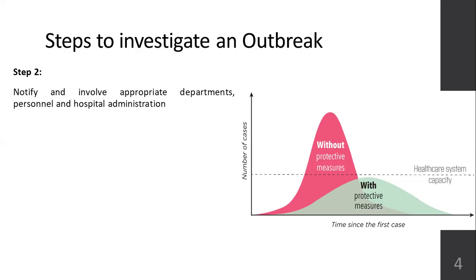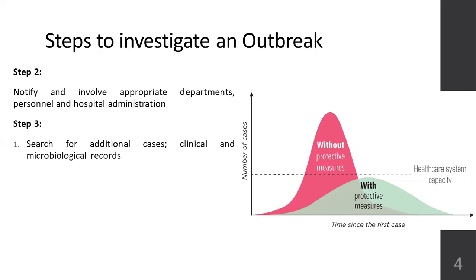So notify and involve appropriate departments, personnel, and hospital administration. You will require the help and aid of bureaucracy, law enforcement, ministries, health ministries, municipalities. All the healthcare fraternity within your area has to come together, and their involvement should be appreciated to take further steps to control the outbreak. Even the media has to be informed, and media involvement is also appreciated to spread the news.